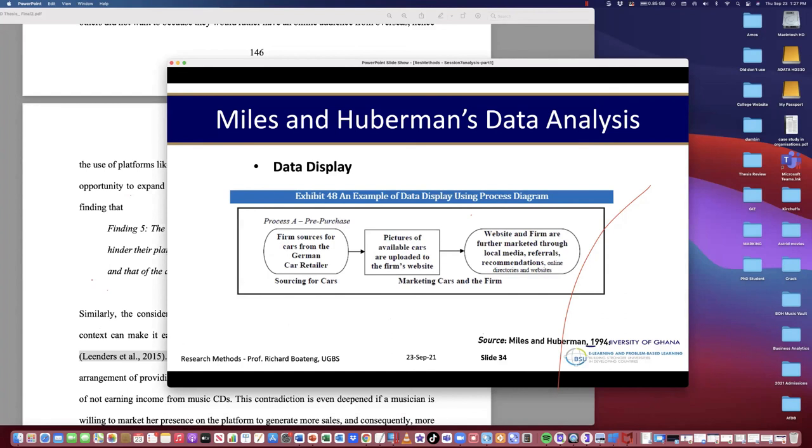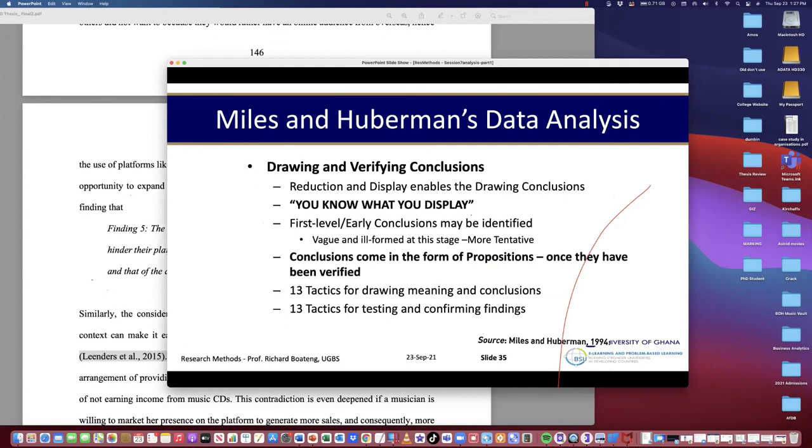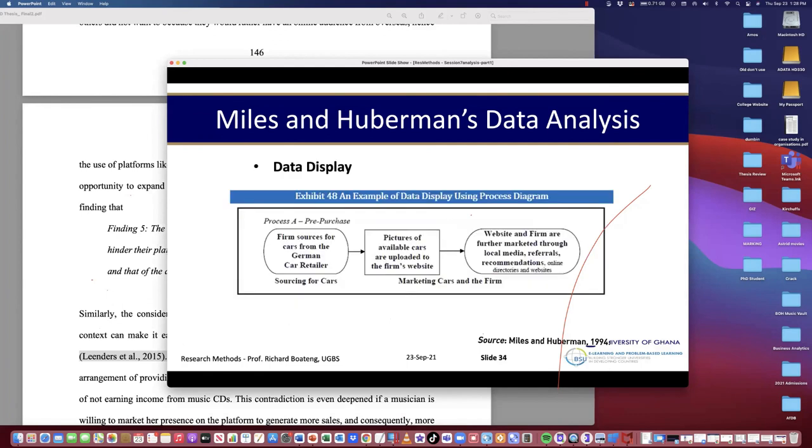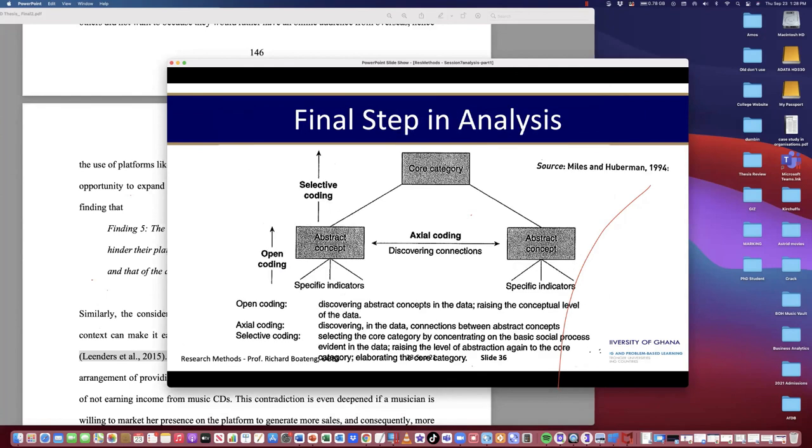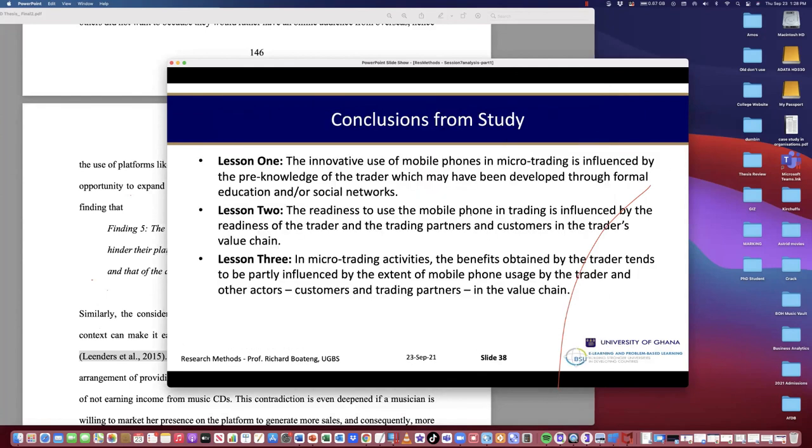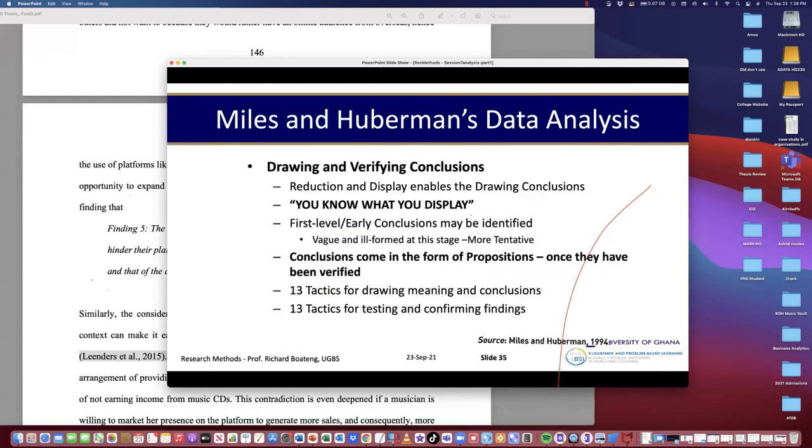Okay, so data display can also be shown here. This one is from my car company, and we're showing the process by which they deliver their cars. Then the last part is drawing and verifying conclusions. Based on what you have displayed, what can you see? What do you know? Based on what you display, what can you say?